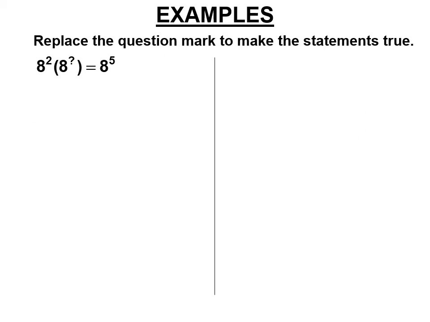All right, so let's see if you can work backwards a little bit. What does that question mark have to be? Well, where it's 2 plus blank equals 5, what has to go in there? Well, it has to be 3, right? The question mark has to be 3. Because 8 squared times 8 cubed is what equals 8 to the 5th.